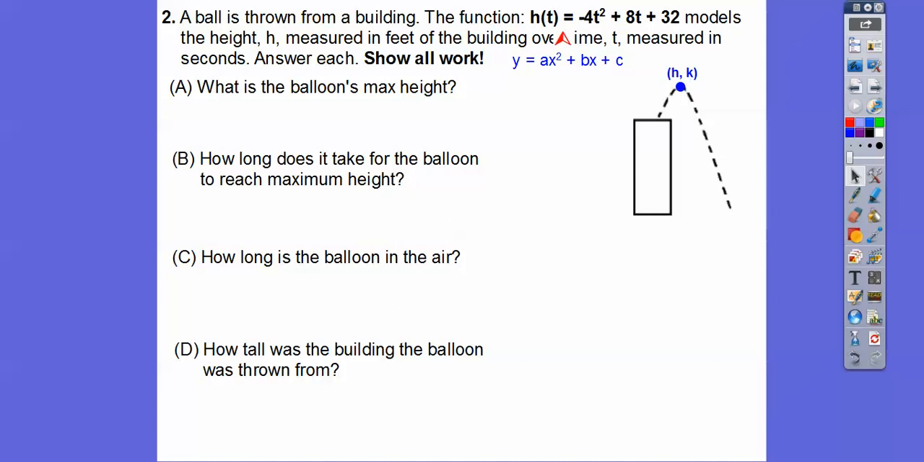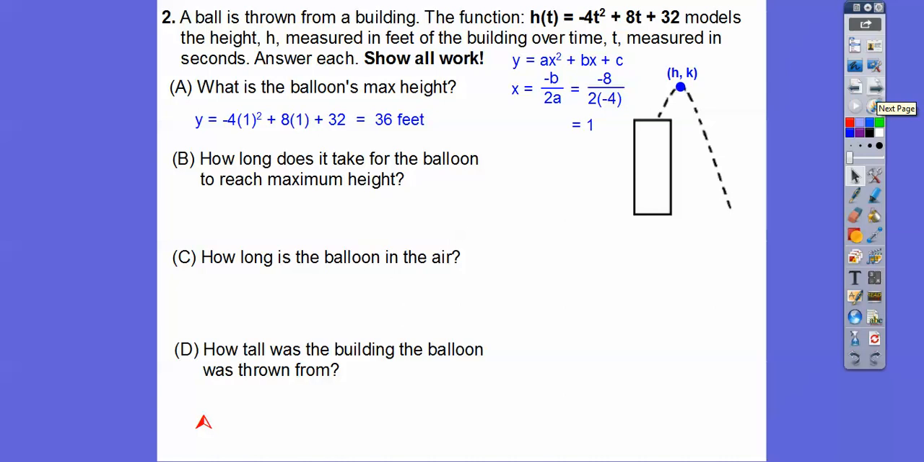So here's the parabola equation. I'm going to get the x-coordinate, which is my h, which is my t in this case, which is time. So I'm going to go opposite b over 2a. So let's do that right there. So I get 1. That's my time. So 1 second it reaches its maximum height. So we plug in 1 second, and we get that the balloon gets up to 36 feet high.